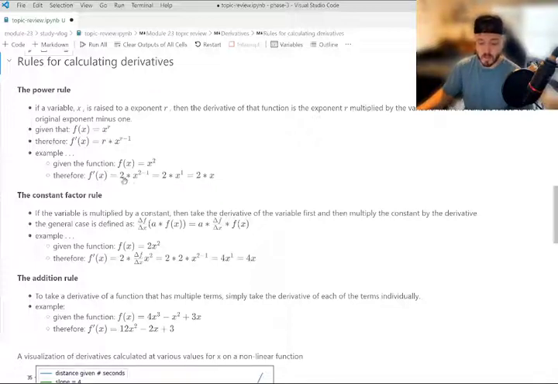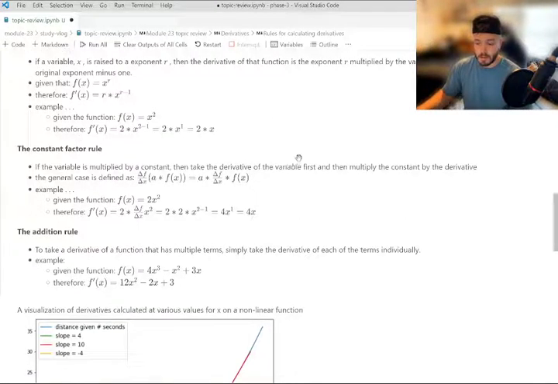So likewise, we have x squared. The derivative of that is 2 times x to the power of 2 minus 1, which is really just equal to 2 times x, because anything to the power of 1 is simply itself. There's some name for that law somewhere.